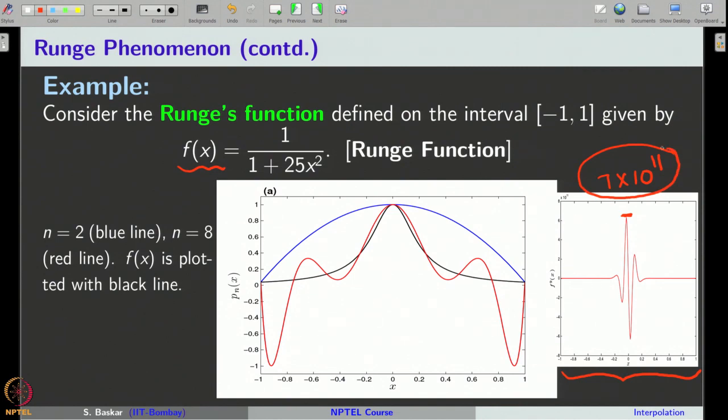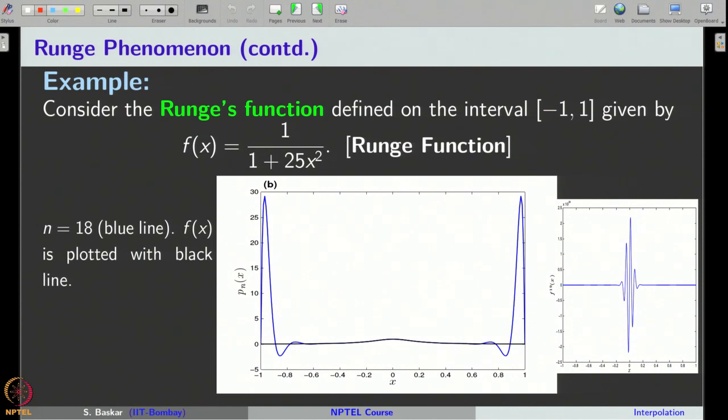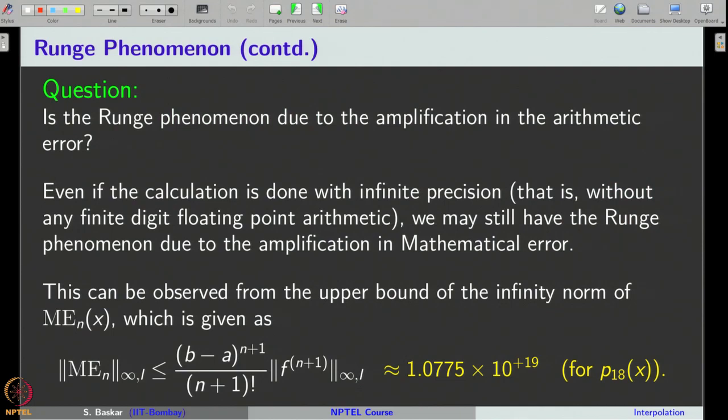Let us see how the 19th derivative of the function f looks like. Again, you can see that the 19th order derivative of the Runge function has its maximum very near to the midpoint, and its value is something like 2.5 into 10 to the power of 30, right? So, these are quite big. In fact, you can precisely compute the upper bound of the 19th order derivative of the Runge function, and it is approximately given by 10 to the power of 19.